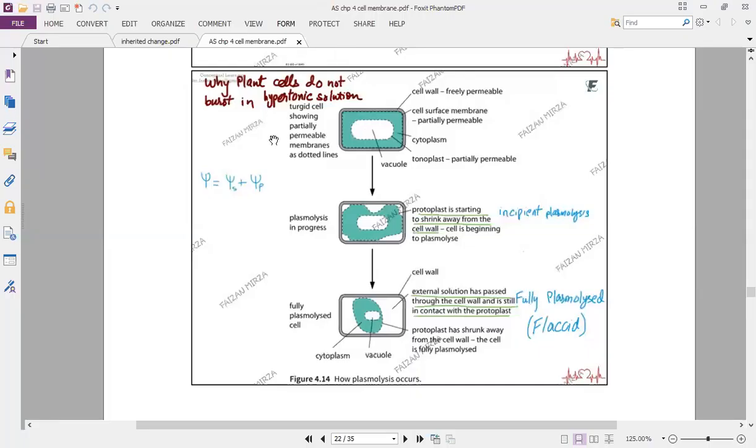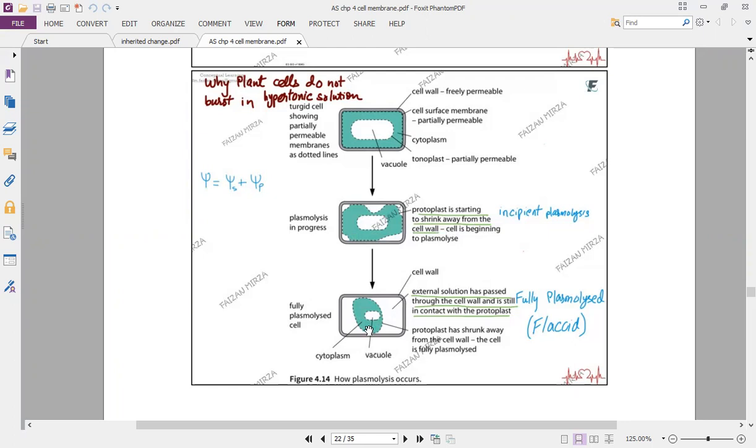When you place a plant cell in a hypertonic solution, water leaves the plant cell and you can see the protoplast is starting to shrink away from the cell wall. This is called the beginning of plasmolysis, or incipient plasmolysis. You can see that the cell membrane is shrinking away from the cell wall. The cell wall is a non-living part of the cell, so the protoplast is shrinking away. The gap which forms between the cell wall and the protoplast fills up with the solution which is present outside.